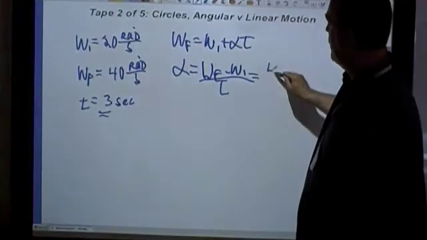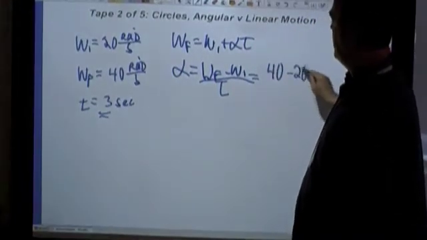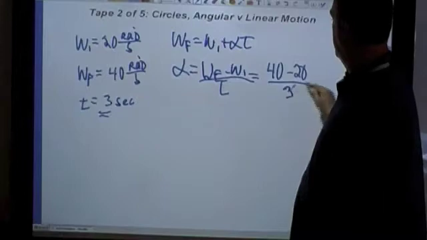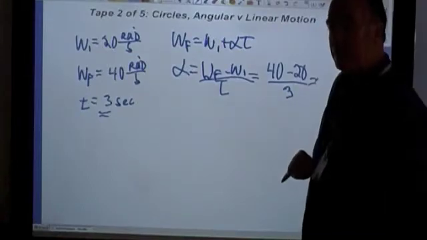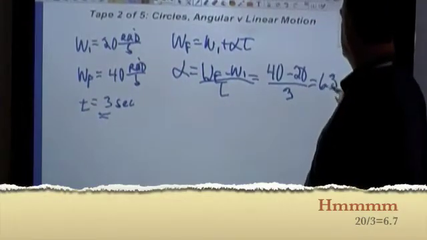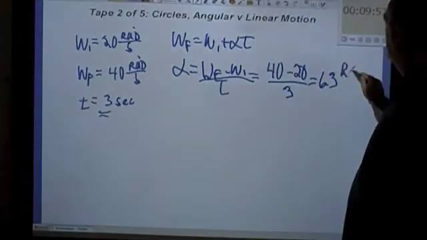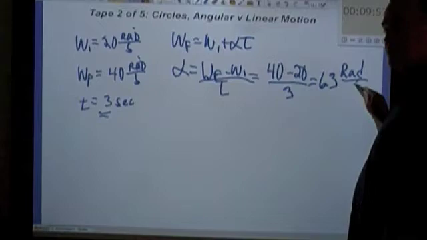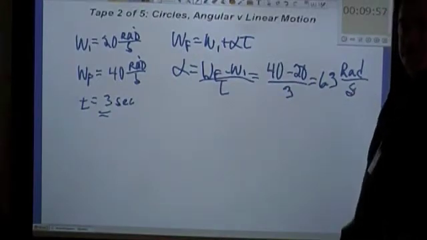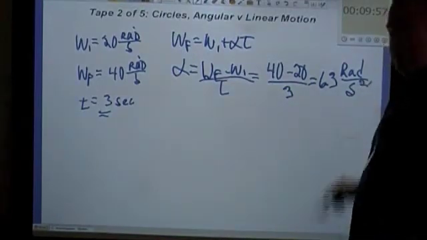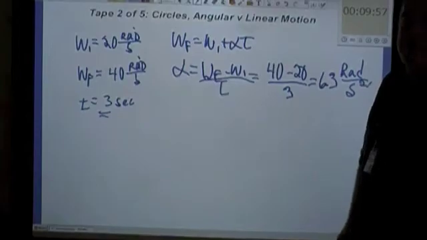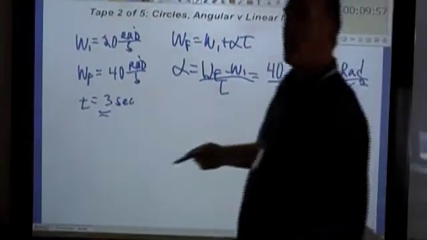Therefore, what do I got? 40 minus 20 over 3. 20 over 3. It's like 6 point something. What are the units? Radians over seconds squared. It's an acceleration. Does that make sense?